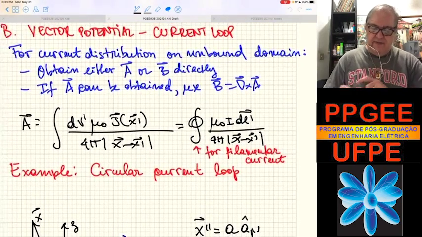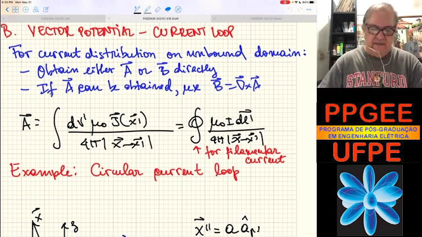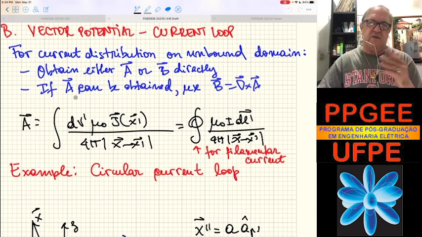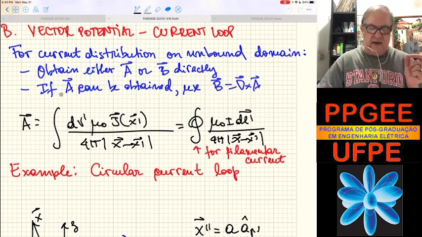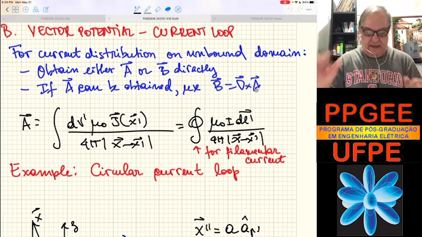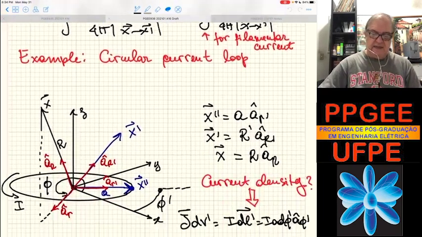So we can obtain either A or B directly from the Biot-Savart law. But it's nice to calculate A because A resembles the current distribution. The integral expression is easier to handle. So we can calculate A first, then calculate B from A using the curl of A equation. Recall that for our volume there's an expression for A, which for line currents is going to be a line integral like this, for filamentary currents. So that's the example we want to look at.